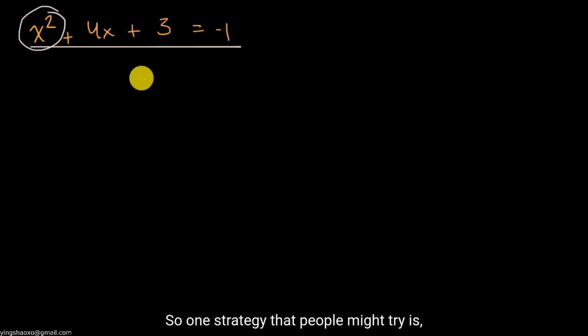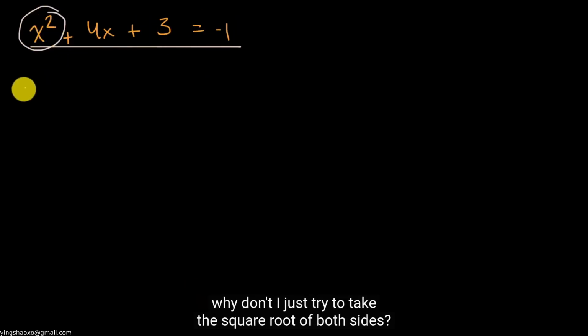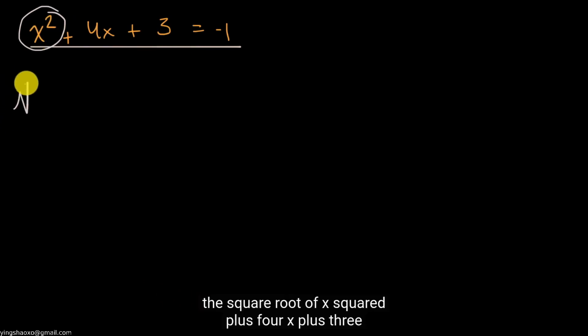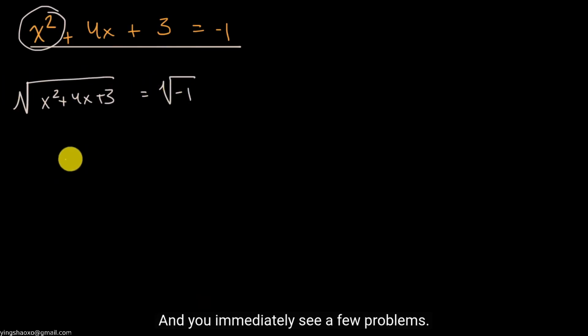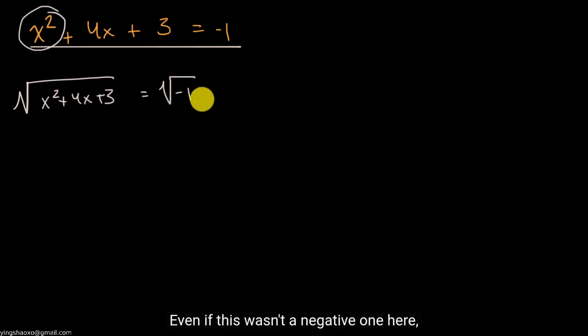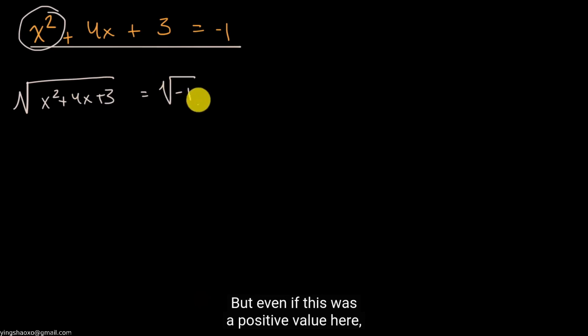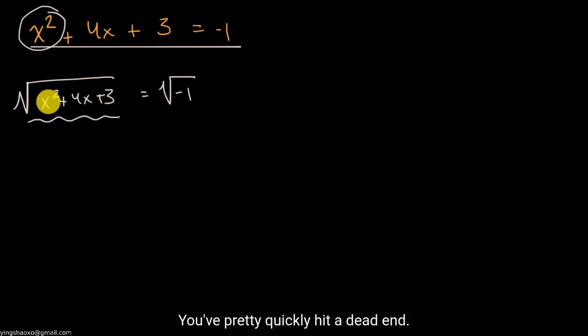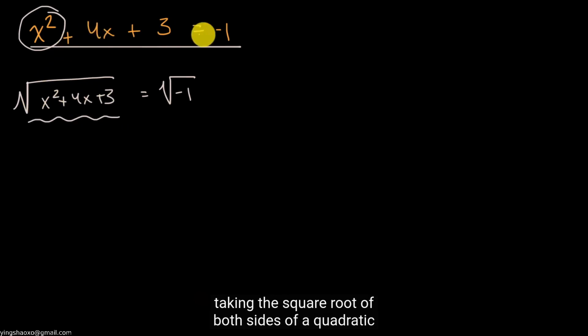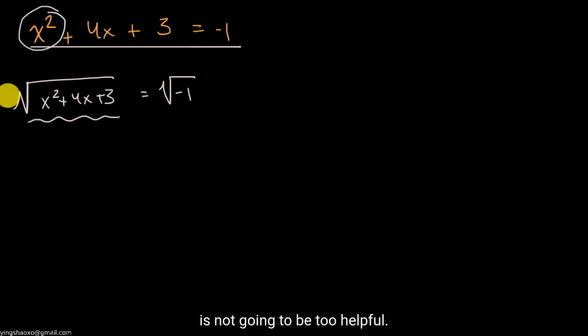So one strategy that people might try is, well, I have something squared. Why don't I just try to take the square root of both sides? And if you did that, you would get the square root of x squared plus 4x plus 3 is equal to the square root of negative 1. And you immediately see a few problems. Even if this wasn't a negative one here, that's the most obvious problem, but even if this was a positive value here, how do you simplify, or how do you somehow isolate the x over here? You've pretty quickly hit a dead end. So just willy-nilly taking the square root of both sides of a quadratic is not going to be too helpful. So I'll put a big X over there.